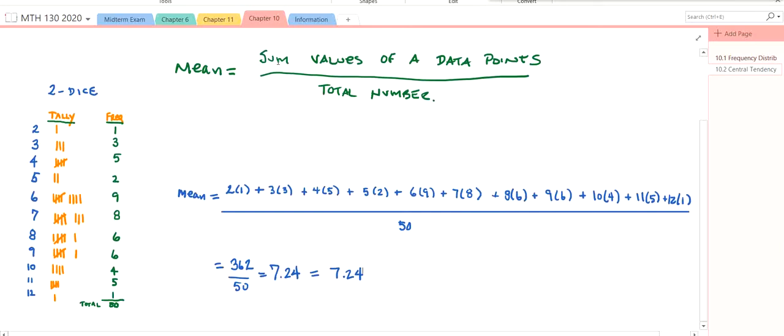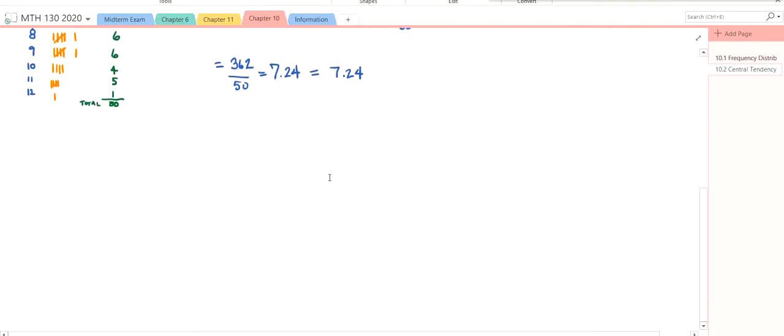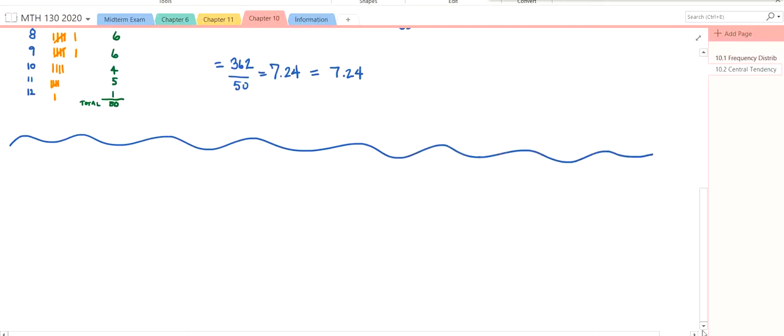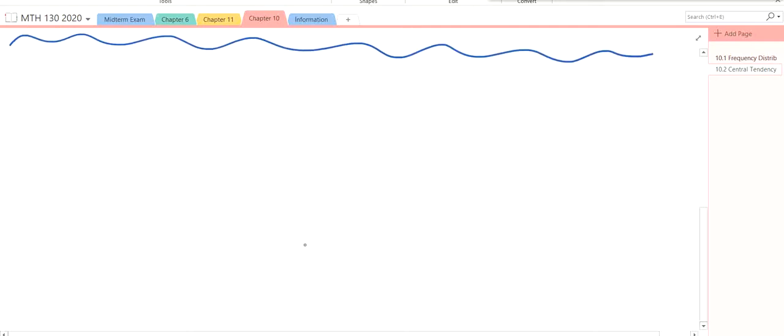So for the mean again, in summary, you sum all the values of all the data, and you divide by the total number of data points. Okay, so that's one way of describing central tendency. The second way we're going to use is something we call the median. The median is just simply the center point.